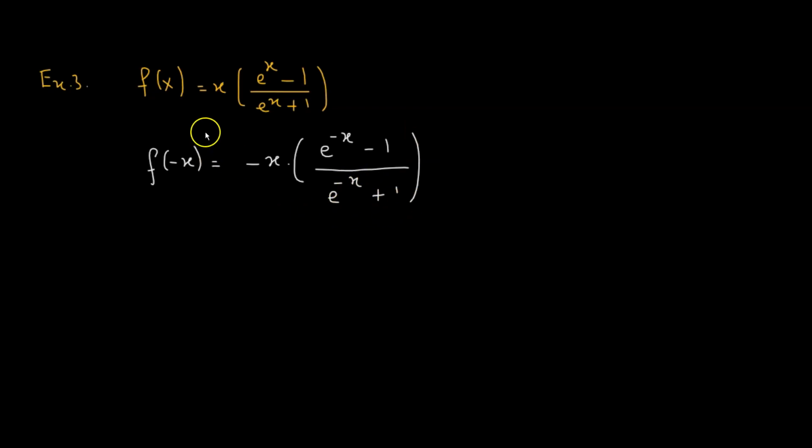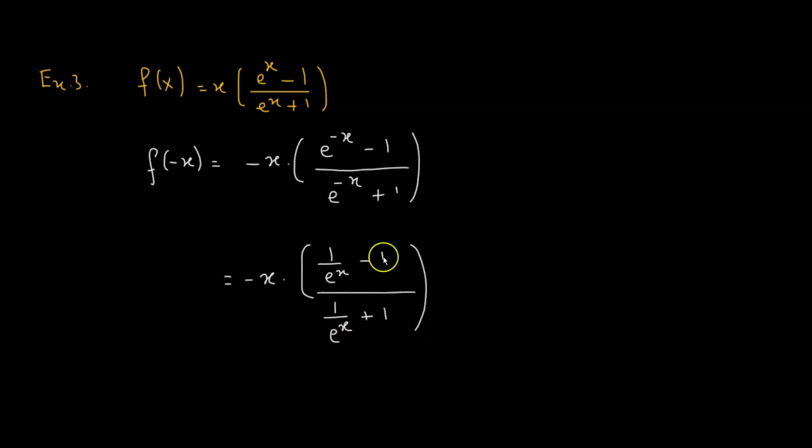While this particular expression does not look anything like our original function f of x, we're not going to stop here and say that this function f of x is neither odd nor even. What we'll have to do is a little more simplification. So let's say we have negative x times, e raised to the power of negative x can be written as 1 divided by e raised to the power of x, minus 1 whole divided by 1 over e raised to the power of x plus 1.